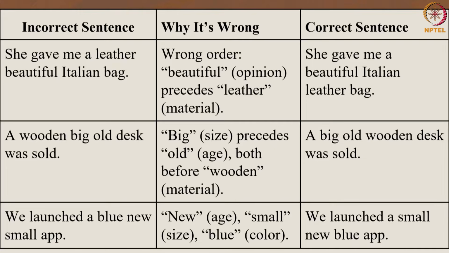Next one. A wooden big old desk was sold. So, big is the size, it precedes age, that is old. Both come before wooden, material. So, a big old wooden desk was sold. Next, we launched a blue new small app. New is age, small is size, and blue is color. So, the correct sentence would be, we launched a small new blue app.